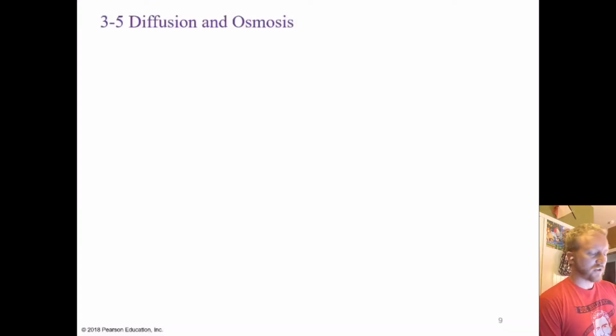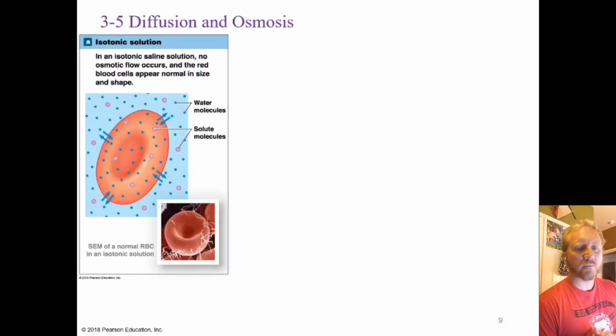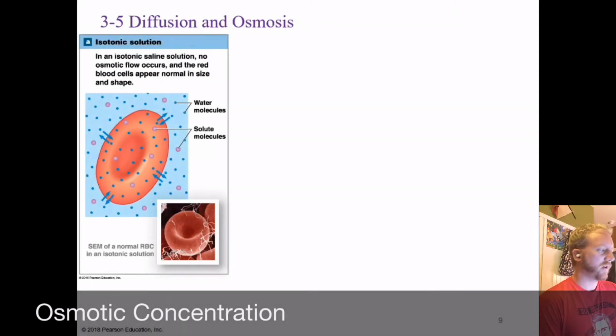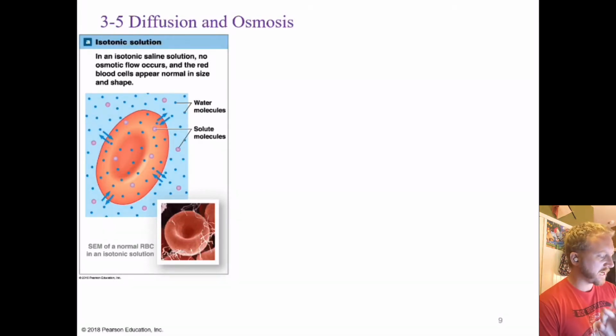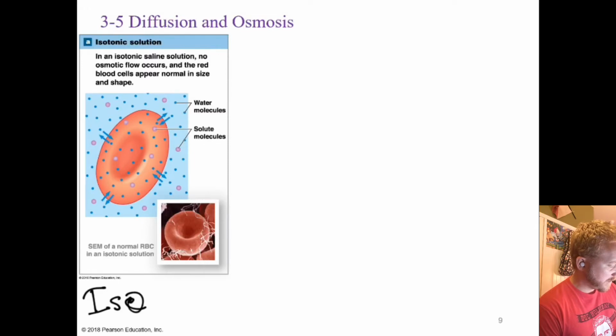And so we can also talk about something called osmotic concentration, which is the total solute concentration in a solution. And tonicity is going to describe that solute concentration. And so there's three ways that you can describe it. There's isotonic. Iso means equal. So you have the same amount of solute on both sides of the cell.